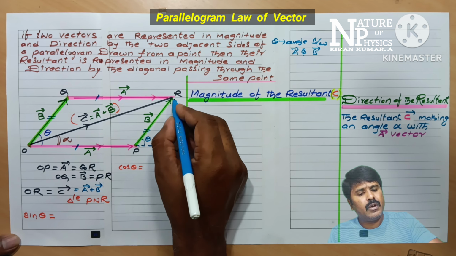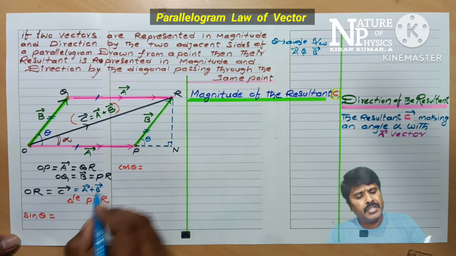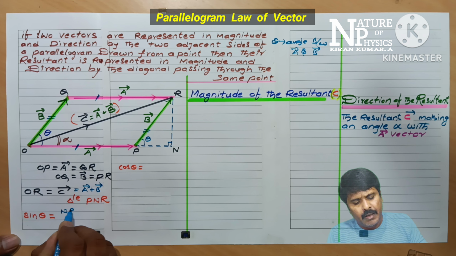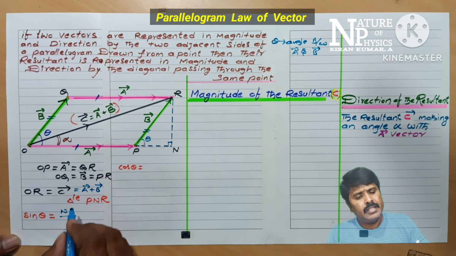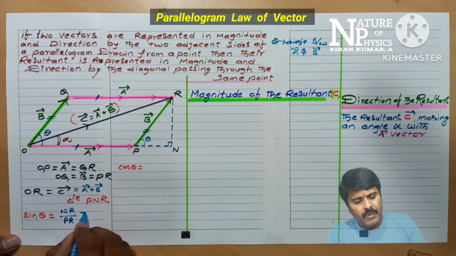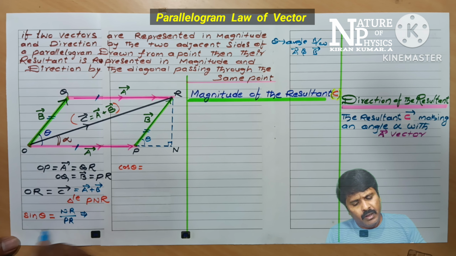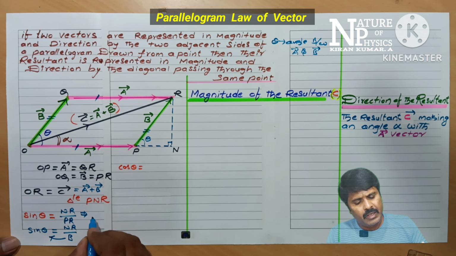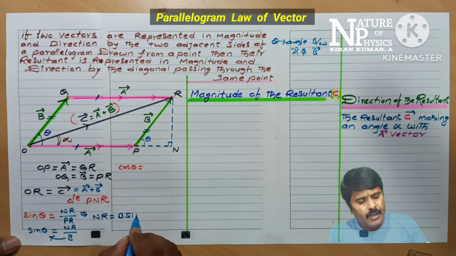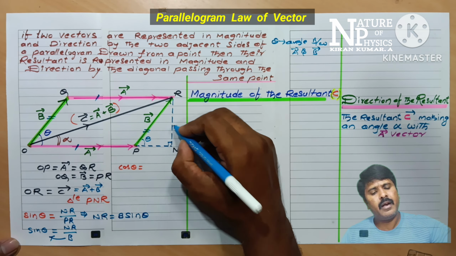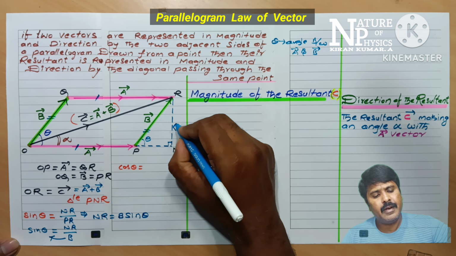From this, sin theta is equal to opposite side by hypotenuse. So the opposite is NR divided by the hypotenuse PR, student. From this equation we can write sin theta is equal to NR divided by PR, and the PR value is B bar vector. After cross multiplication we get NR, which is equal to B sin theta, student. Now I can write this NR value as B sin theta.